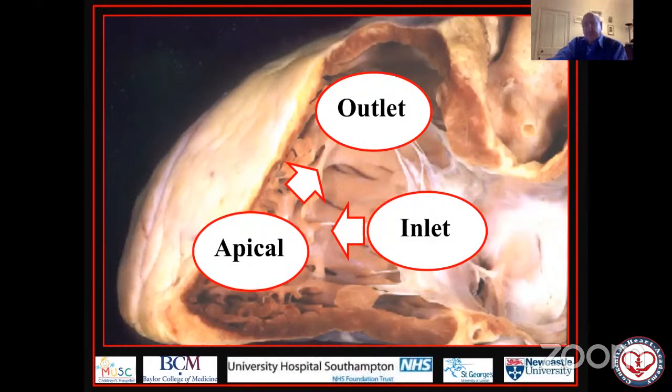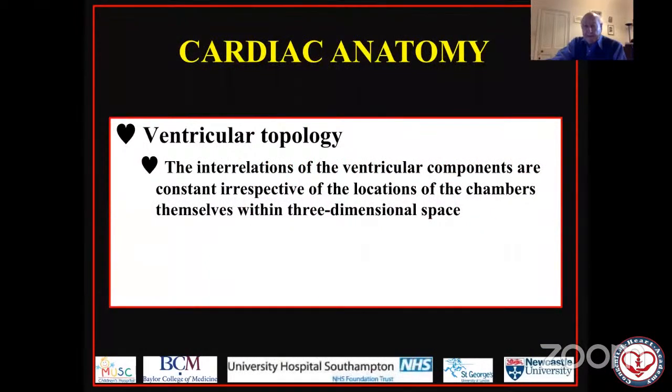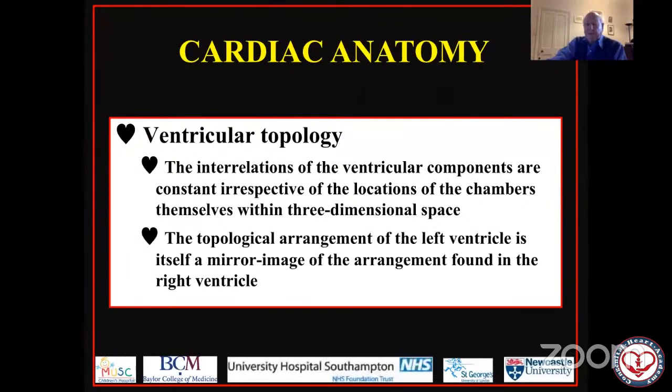So this mirror imaged tricuspid valve will only fit within a mirror imaged right ventricle. The normal tricuspid valve, which is the production of D bulboventricular looping, will only sit in the normal right ventricle. And this is so important because this is the key to topology. So the interrelationships of those ventricular components will be constant, irrespective of how the heart itself moves within three-dimensional space. And that is the beauty of topology.